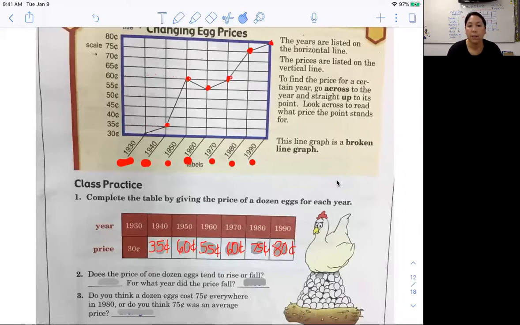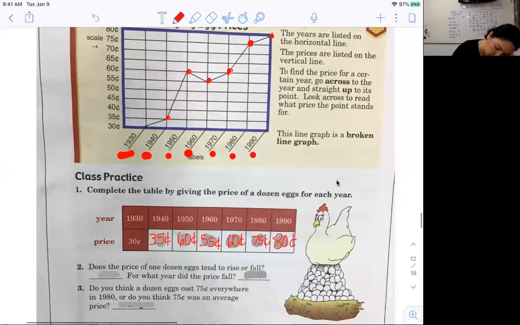Does the price of one dozen eggs tend to rise or fall? So what is the trend? When they say rise, they mean go up. Does the price of eggs go up, or does the price of eggs generally go down, fall? It goes up, so we're gonna say that the egg prices tend to rise. I want everyone to write the word rise right here. Rise, okay?